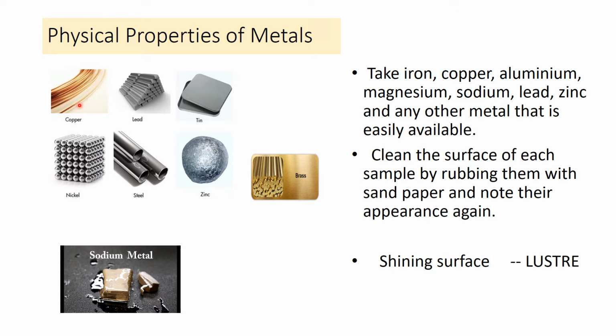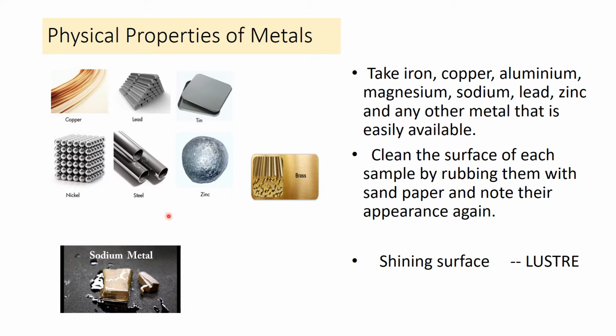Here are some pictures of some metals. You can see copper, lead, tin, nickel, steel, zinc, brass and sodium. You can see all these metals have a shiny surface, or you can say they have a luster. You can see this sodium metal. When broken into pieces, its surface also shines.